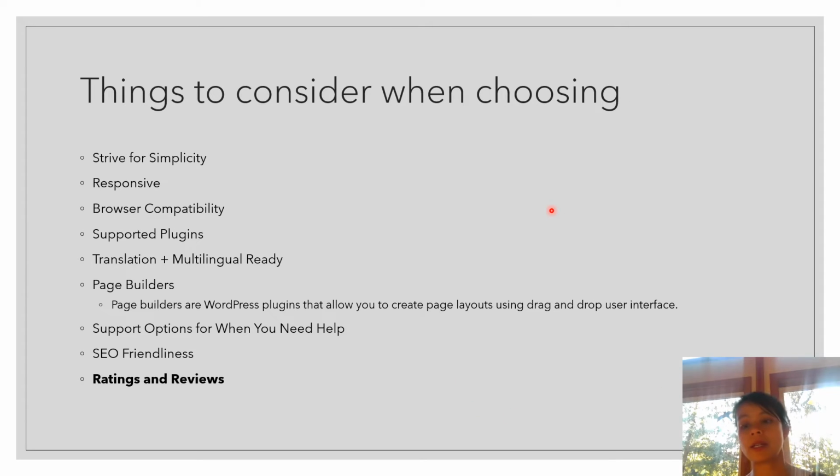Things to consider when choosing: in addition to asking those questions, these are some things you also want to think about. You really want to strive for simplicity. Don't get something with all the bells and whistles that you don't need. It might just make your site slow. If you don't need those features, don't worry about them. Of course, you need one that's responsive, a big must-have. Browser compatibility: make sure that it's compatible across many different browsers.